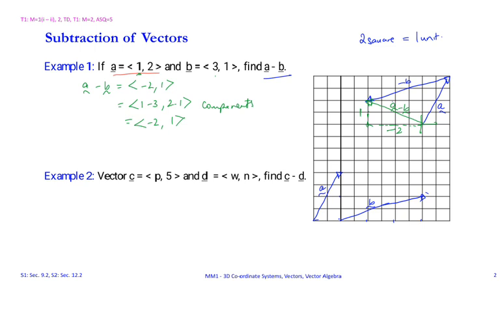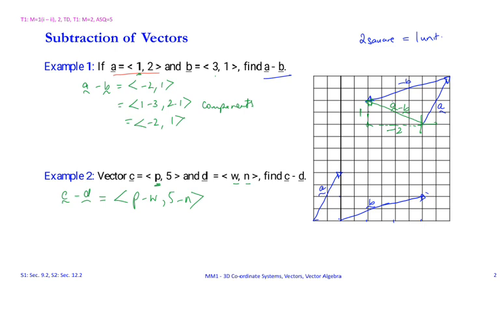And it doesn't matter then if we have a pronumeral. So if we had a pronumeral, C minus D, we'd take our components, so P minus W, and 5 minus n. Components do make life so much easier.